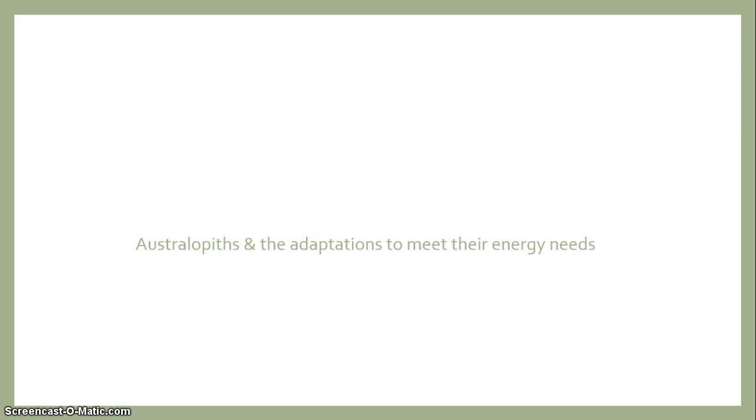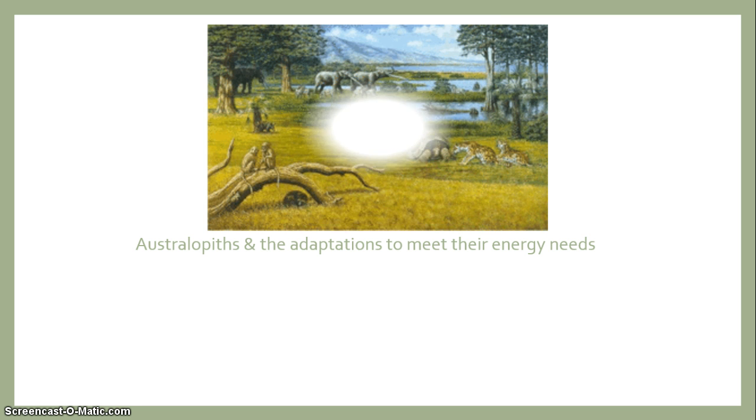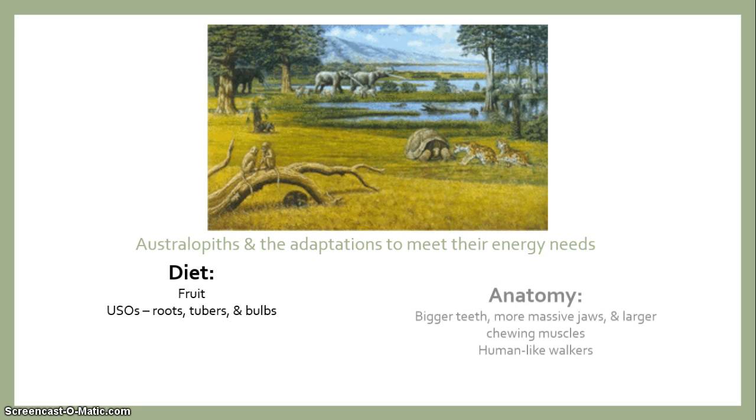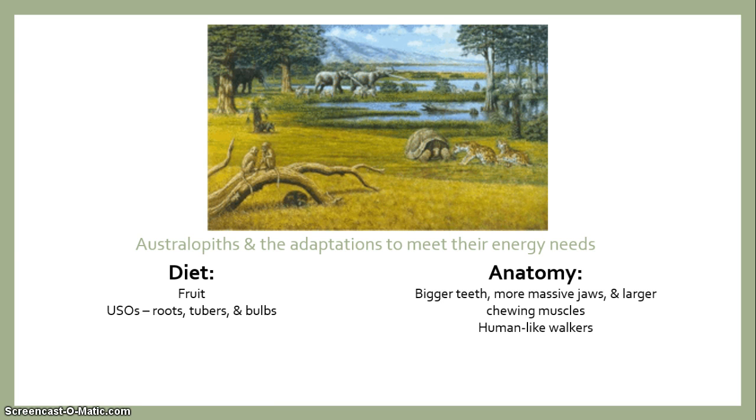foot. The Australopiths lived during the Pliocene, a time when the earth became slightly cooler and Africa continued to become drier. Because of this, fruit availability became scarce, leading the Australopiths to find other foods such as roots, tubers, and bulbs. Due to these dietary changes, Australopiths had bigger teeth, more massive jaws, and larger chewing muscles.